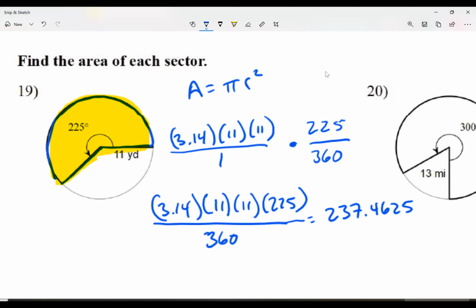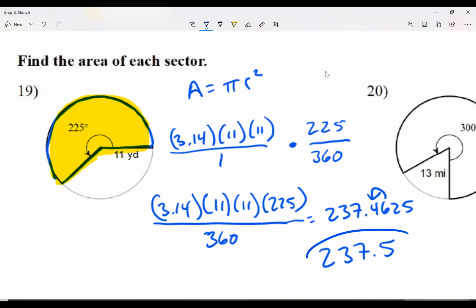But my instructions will say rounded to the nearest tenth. So my second decimal place is 6, is big enough. So my answer will be 237.5. Again, I just went 3.14 times 11 times 11 times 225 divided by 360.